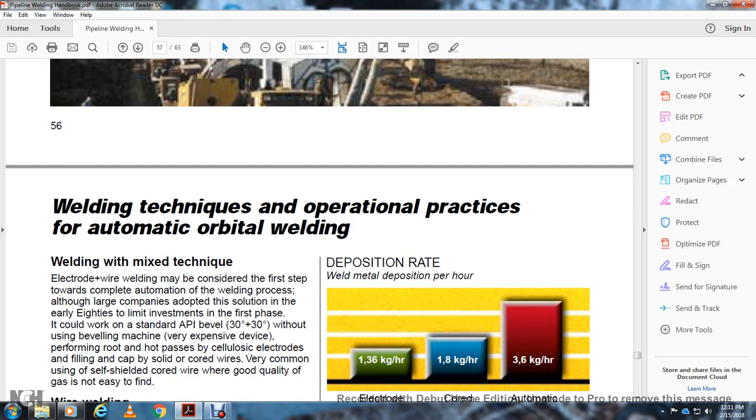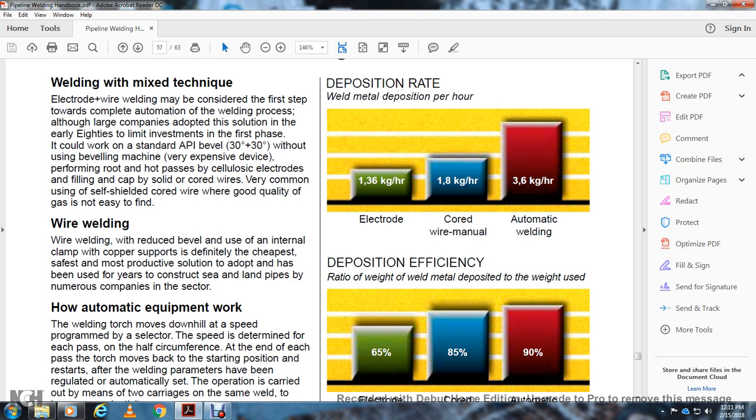It is very common to use self-shielded cored wire of good quality, since gas is not easy to find. Wire welding reduces the bevel. The use of an internal clamp with a copper support is definitely the cheapest, safest and more productive solution.